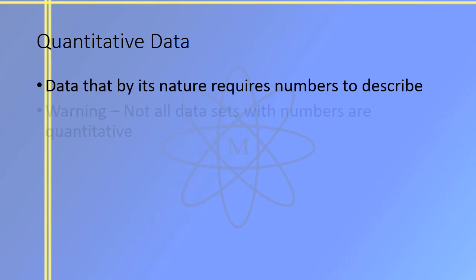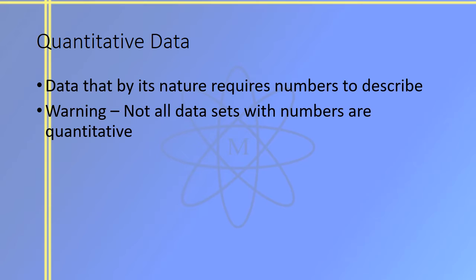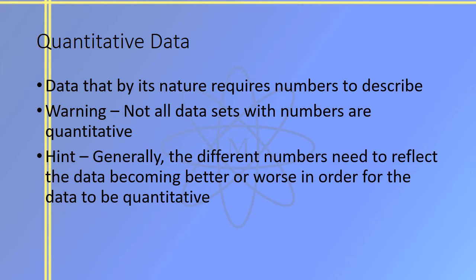Now, you have to be careful though. Just because a data set has numbers in it, that does not necessarily make it quantitative data. So let's build this idea a little bit further. Generally speaking, if your data set has numbers, then the size of the number has to be indicative of the importance of the data point. Here's what I mean. If I take a bunch of people and I rank order them based on how tall they are, then the one who has the biggest number is going to be the tallest person, and the one that has the smallest number is going to be the shortest person.